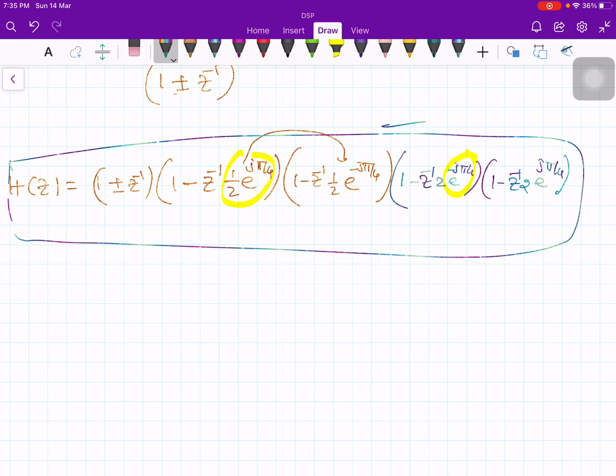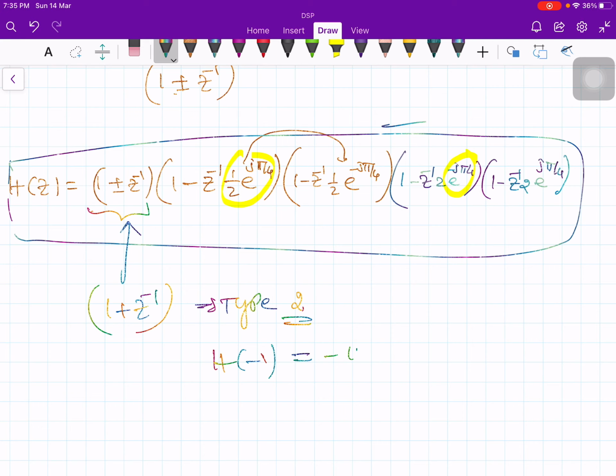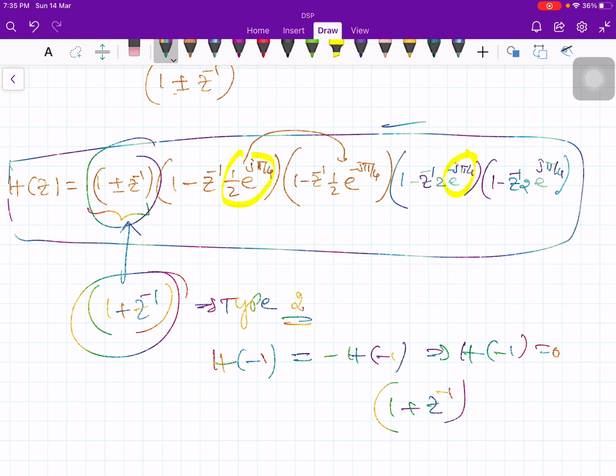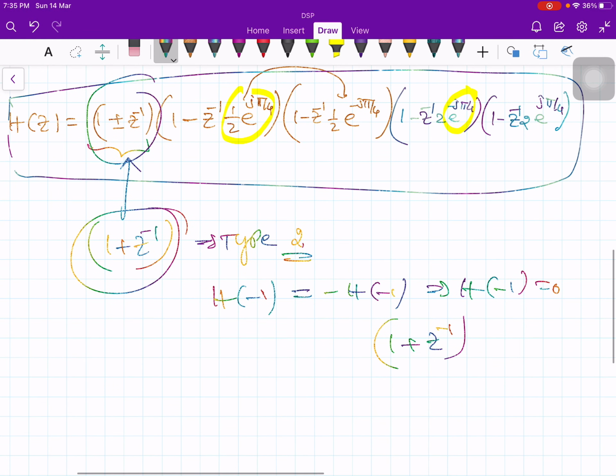Now the next question is, if from this you choose 1 plus z inverse, which type have you chosen? Type 2 filter. For a type 2 filter, if you recall, h of minus 1 is equal to minus h of minus 1. This implies h of minus 1 is equal to 0. That means there is a factor of 1 plus z inverse. That's why if you choose 1 plus z inverse from this, then that is a type 2 filter.